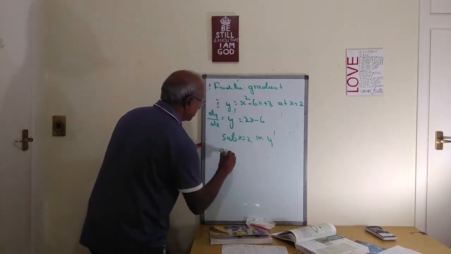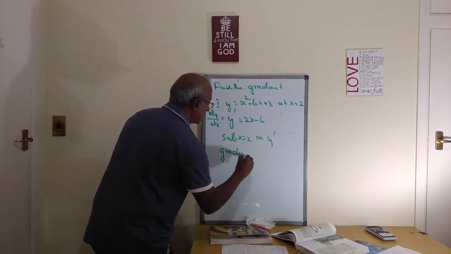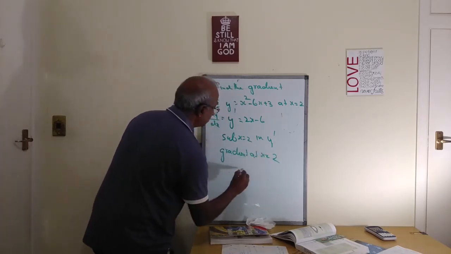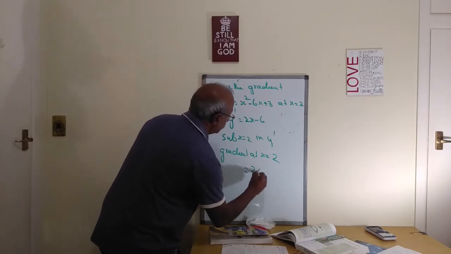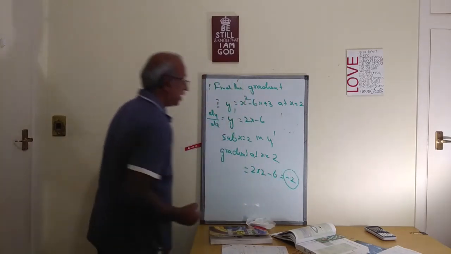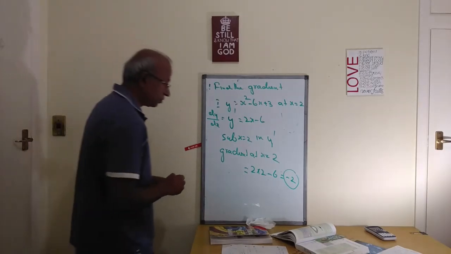Therefore the gradient at x is equal to 2 equals 2 times 2, that is 4, 4 minus 6, that is equal to negative 2. The gradient will be negative 2 for this one. Okay.